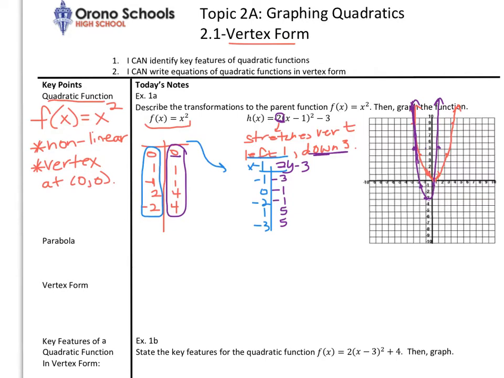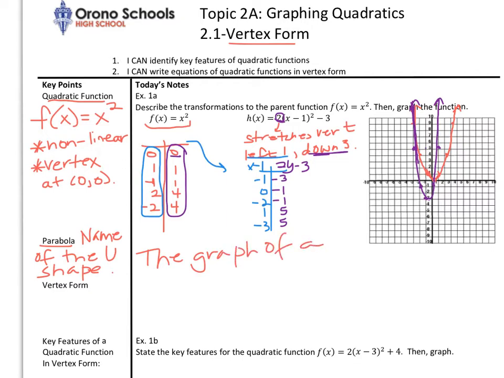First things first, a parabola over on that left-hand side. A parabola is just the name of the shape that's formed. So it's the name of the U shape. The graph of a quadratic function is a parabola. Let's write that down. The graph of a quadratic function is a parabola.